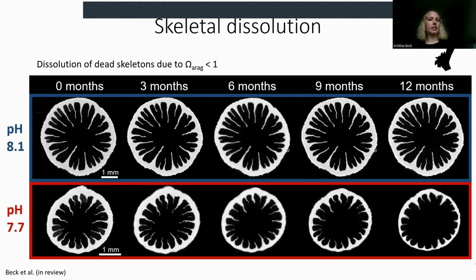This is just a visualization, an example of 2 samples from these 2 treatments, just to give you an idea. So we've scanned all the dead coral samples with micro CT. And here you just see some images over the time of the experiment. You can clearly see in the low pH treatment in red the skeletal loss at the septa, but also the outer rim of the skeleton, where the control sample still looks exactly the same as at the beginning of the experiment.